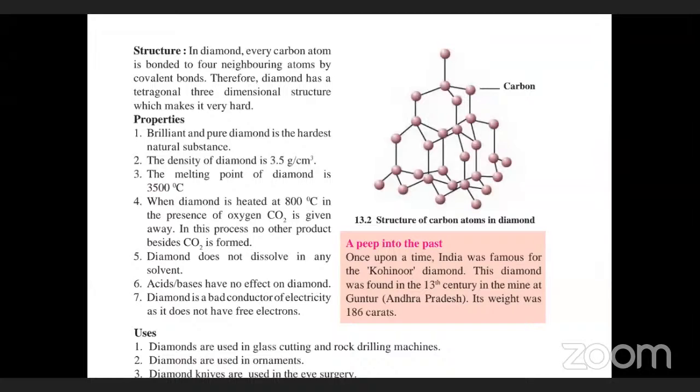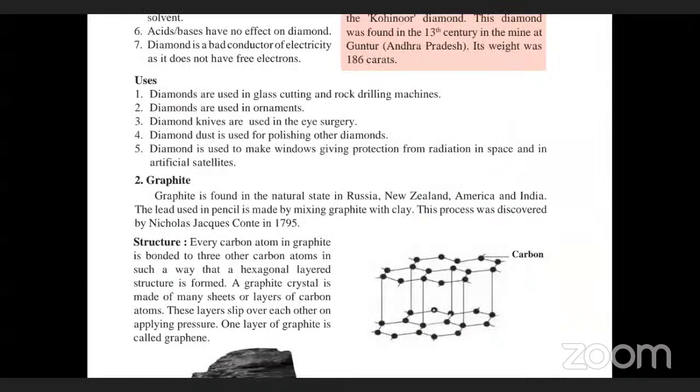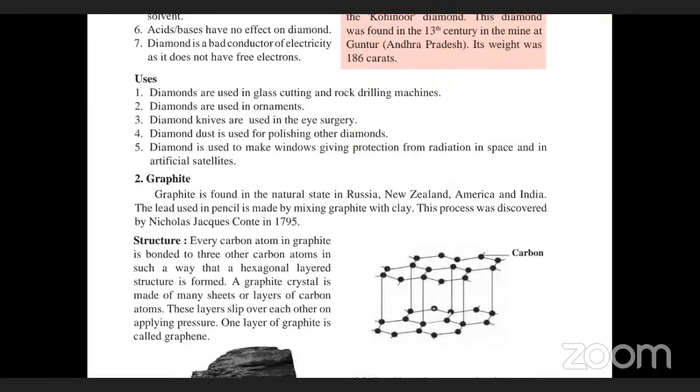Also, we have studied the properties of diamond along with its uses. Okay, no doubts, then we are going to proceed with graphite. So again, graphite is an allotrope of carbon. Means what? It is one of the forms in which carbon exists.